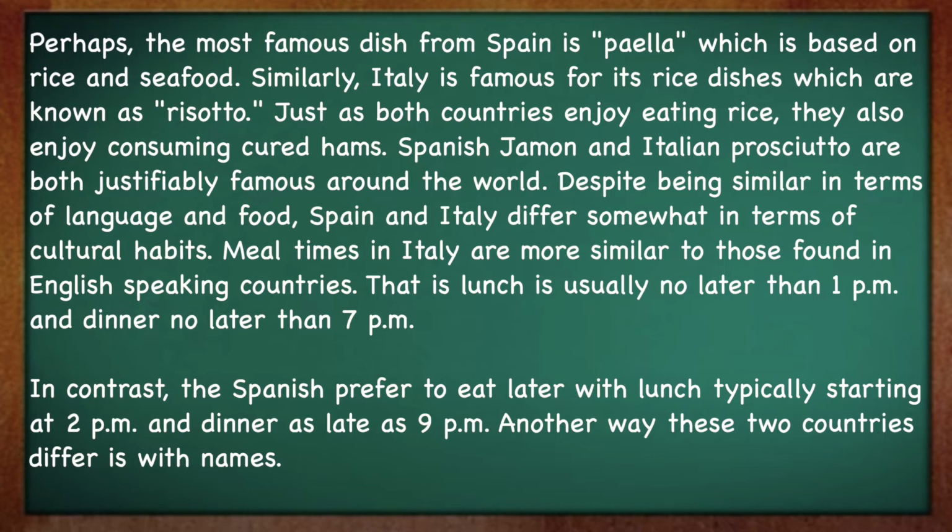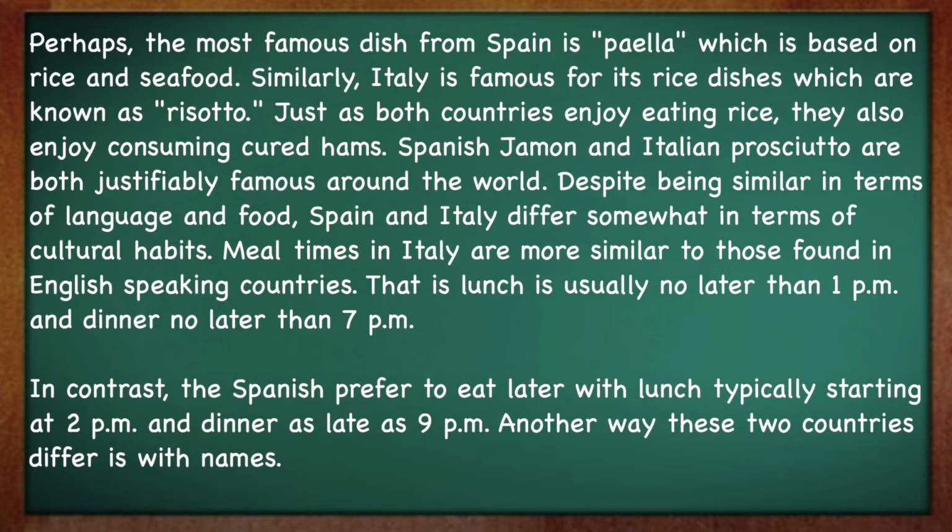Despite being similar in terms of language and food, Spain and Italy differ somewhat in terms of cultural habits. Meal times in Italy are more similar to those found in English-speaking countries. That is, lunch is usually no later than 1 p.m., and dinner is no later than 7 p.m. In contrast, the Spanish prefer to eat later, with lunch typically starting at 2 p.m. and dinner as late as 9 p.m.